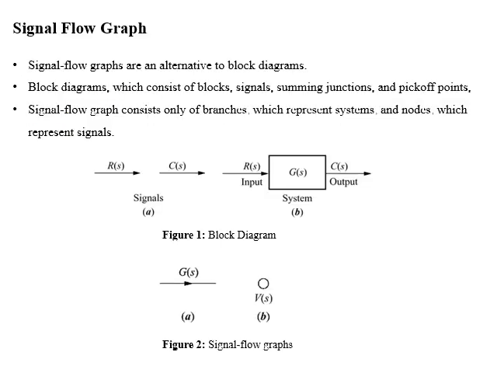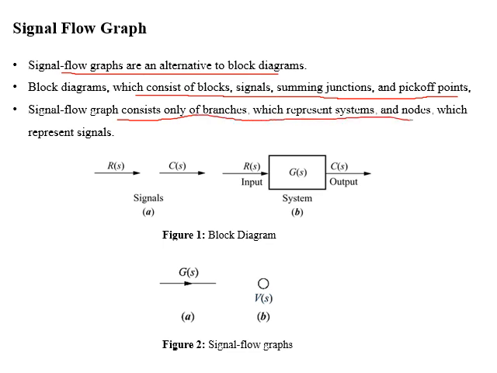Dear students, signal flow graph is an alternative approach to represent multiple subsystems. In block form of representation, block was used to represent a system where signals were represented by arrows and summing junction and pickoff points were used. The signal flow graph representation consists of only branches which represent the systems, and we have nodes which represent the signal.